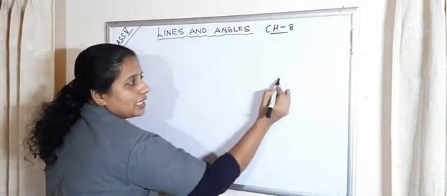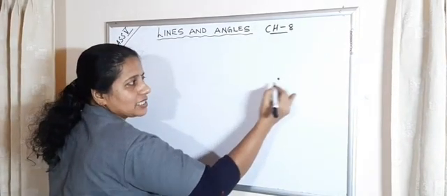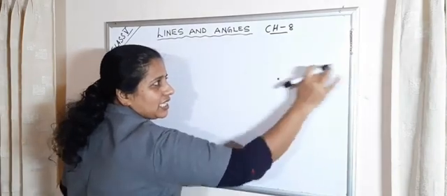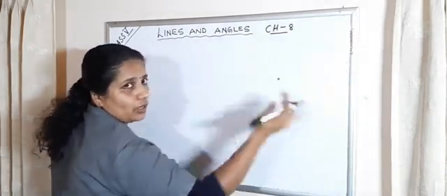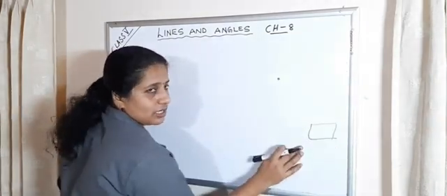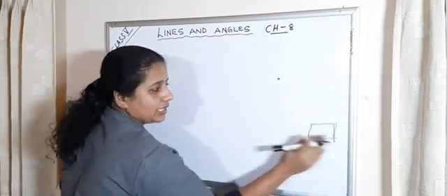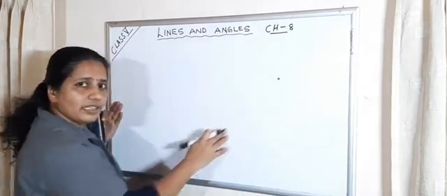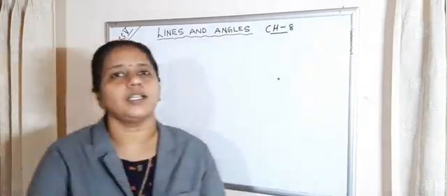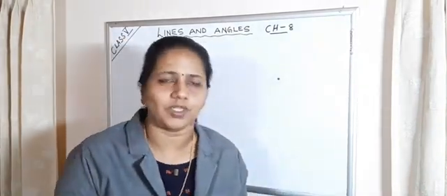Then look at here. This point has no length. It has no length and no breadth. You know that if it is a rectangle, it has a length and it has a breadth. But in the case of a point, it has no length and no breadth. Clear?